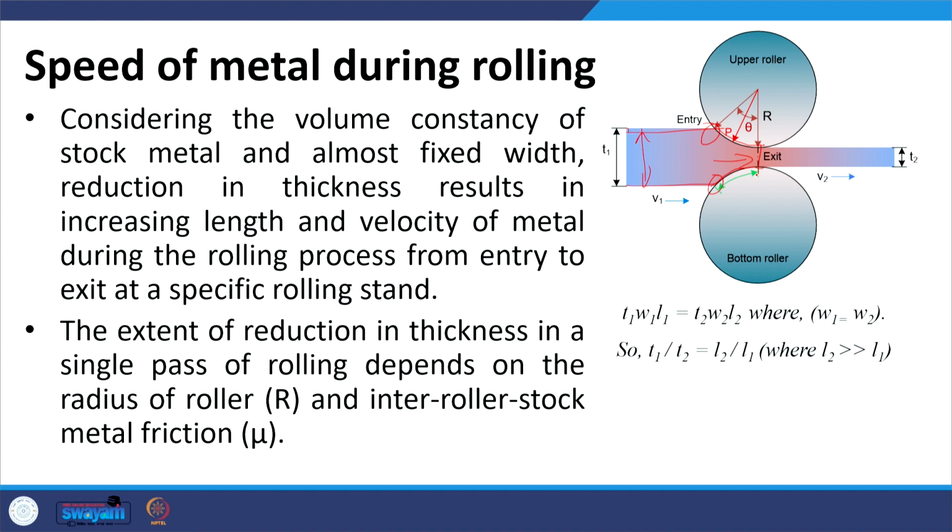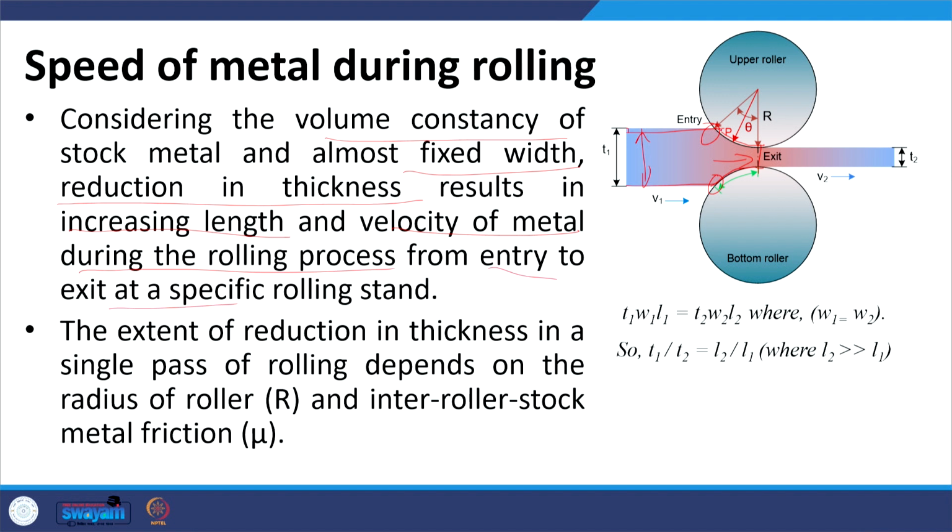Okay. So, considering the constancy of the volume of the material, say a given volume of the material is being passed through the rollers, which is coupled with the increase in the length and the constancy of the width, there is a reduction in thickness and an increase in length. So, considering the constancy of the volume of the stock material and almost fixed width, reduced thickness results in increasing length and the velocity of the material during the rolling process from entry to exit.